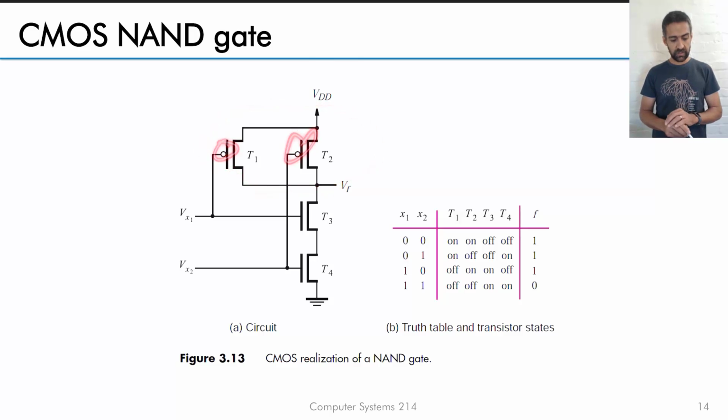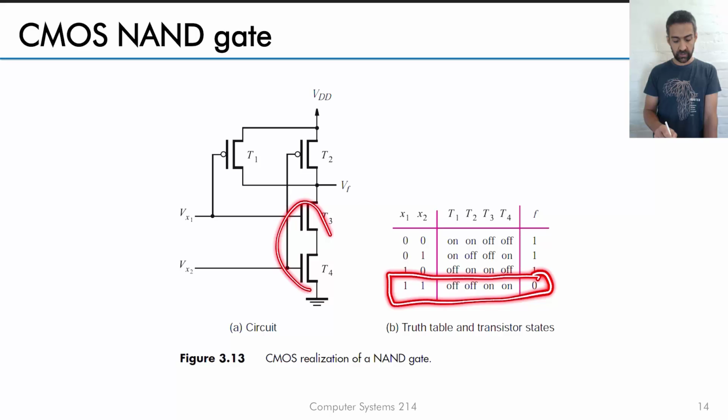These turn on if x1 and x2 are both 0. Oh, sorry, yes. If that's 0, that turns on. If this is 0, that turns on. So if either one of them is 0, the output must be high, which is this block of conditions here. And obviously these must not conduct. The other part of that is if both of these are conducting, then the output must be low, so that's pulling low.